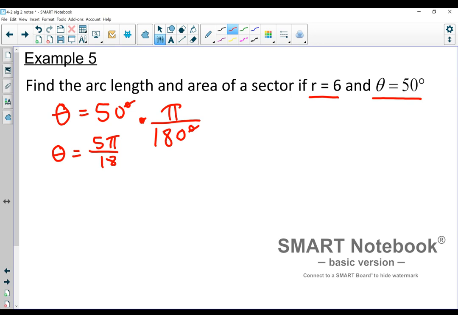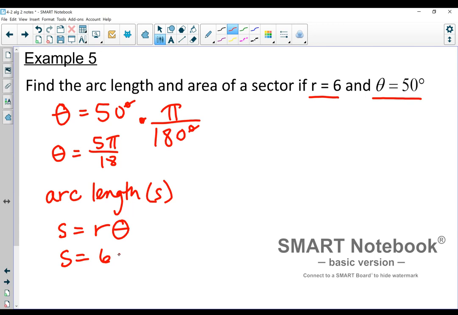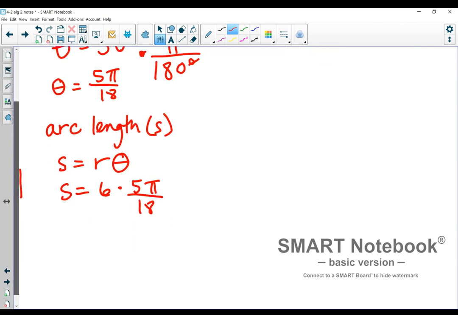Now that I have my theta correct, to find my arc length, and my arc length is S, I know that S equals r times theta. My r is 6, and theta in radians is 5 pi over 18, and then I would want to simplify that. So let's put 6 over 1. 6 goes into 18 3 times. So my arc length, which is S, not at all confusing, right, is going to be 5 pi over 3. So that's the length of my arc.